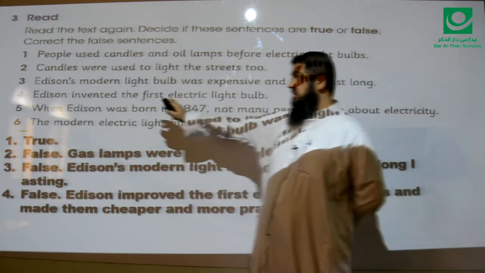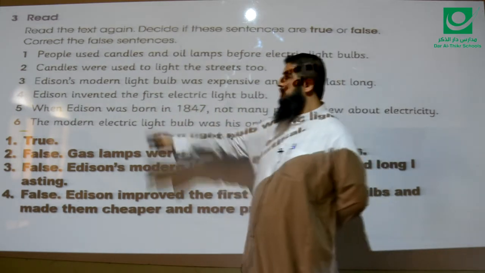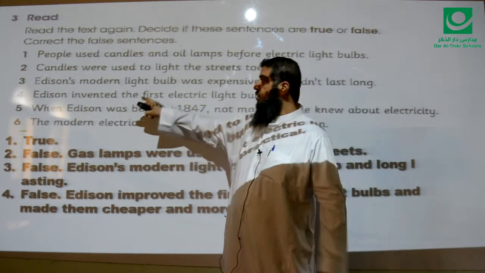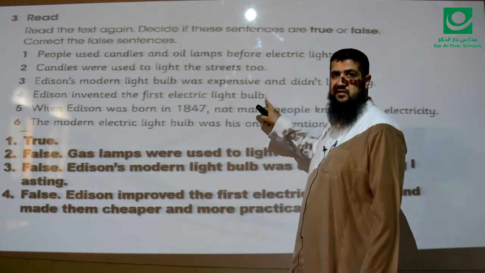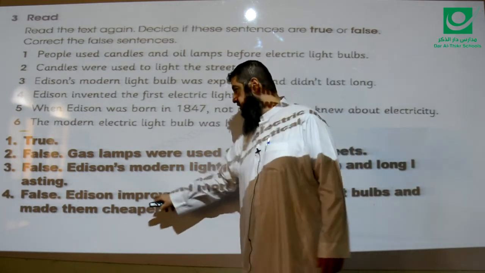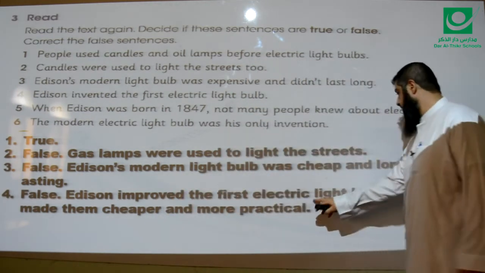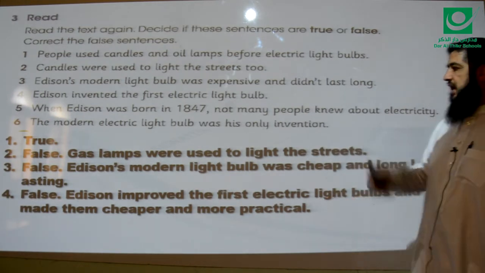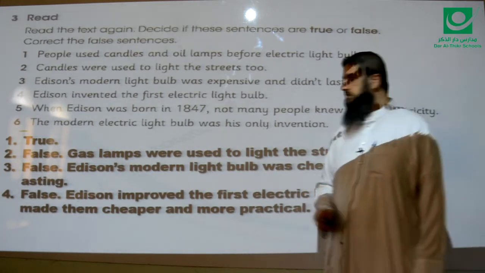As you can see, if you read it quickly, you will say true. I'm going to repeat number 4. Edison invented the first electric light bulb. See, false. Edison improved the first electric light bulb and made them cheaper and more practical.